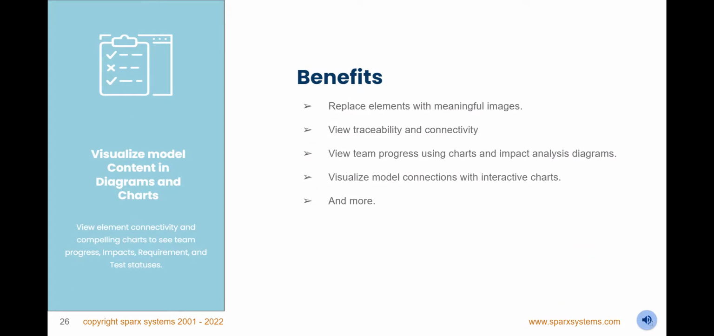Visualize model content in diagrams and charts. In this topic, you will view element connectivity and compelling charts to see team progress, impacts, requirement, and test statuses. By the end of the topic, you will have seen benefits, including: replace elements with meaningful images, view traceability and connectivity, view team progress using charts and impact analysis diagrams, visualize model connections with interactive charts, and more.